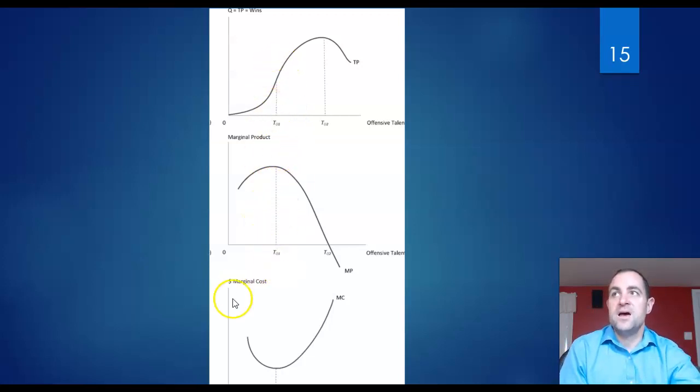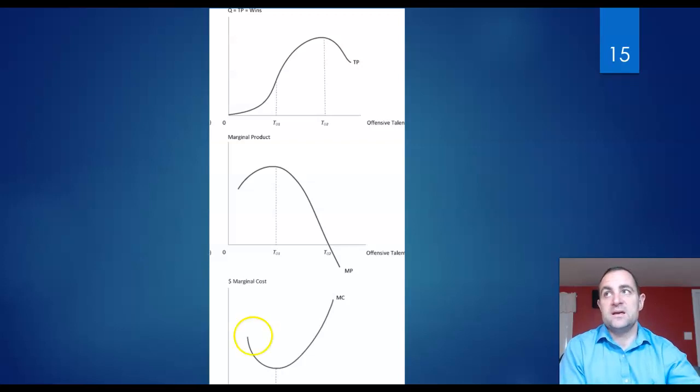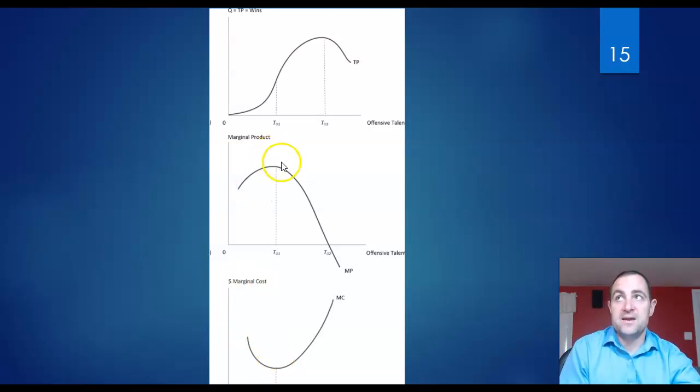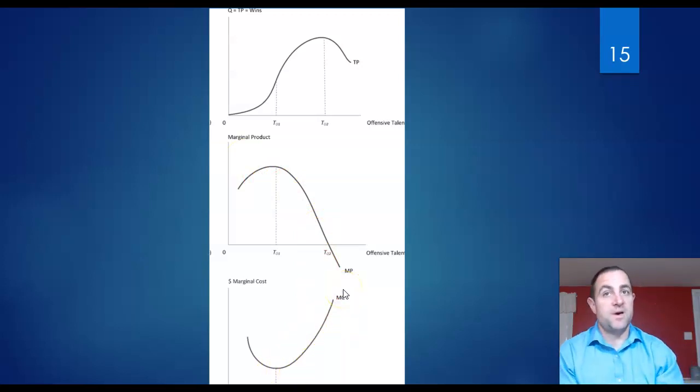And so also with that, if you go straight down, you're going to see that when you get those big jumps with the initial increases in offensive talent, each win is costing you less per unit. So you're seeing the marginal cost going down. But then, as that marginal product starts to go down, as the additional wins get smaller and smaller, the marginal cost, because you're still going to be paying for that offensive talent, is going to be going up. So you're paying more for each win.